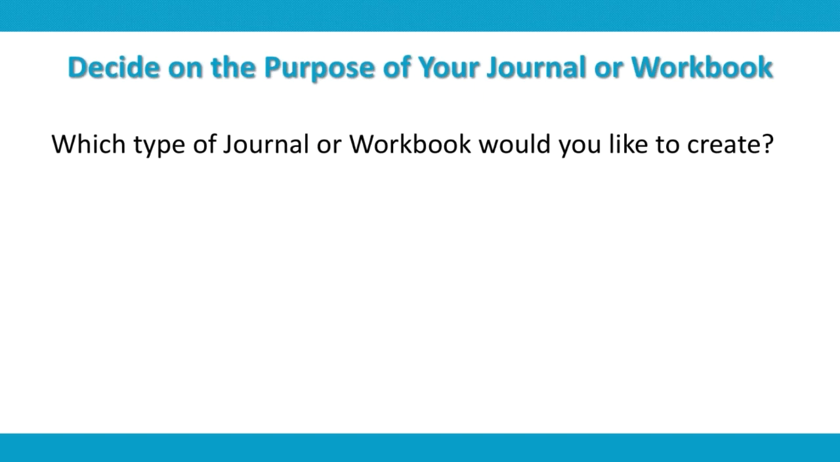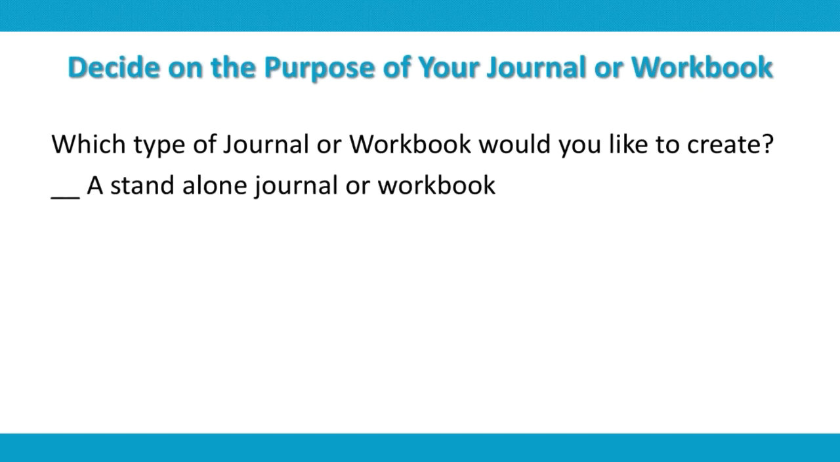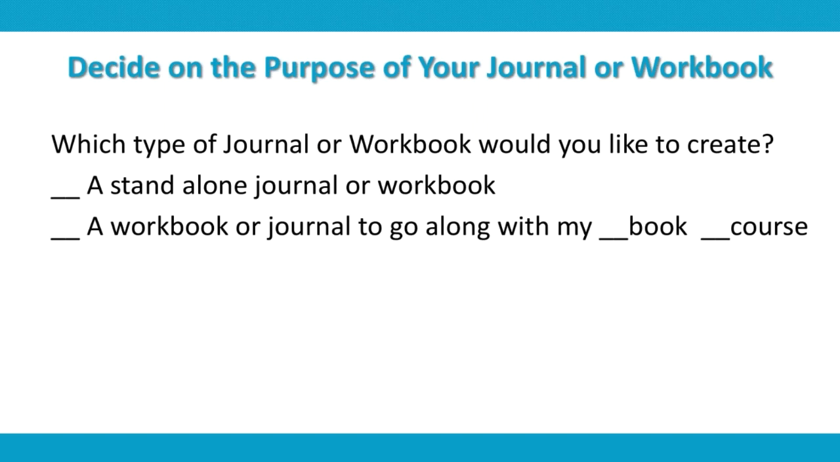So you want to give thought first to which type of journal or workbook you would like to create. And then there are places to check off. Do you want to create a standalone journal or workbook? A workbook or journal to go along with your book or your course? Now, what I want to point out is I could ask these questions without leaving those little lines for people to check. However, just by adding those little lines, it immediately makes people want to check rather than just think about it, because you want people to record their results.